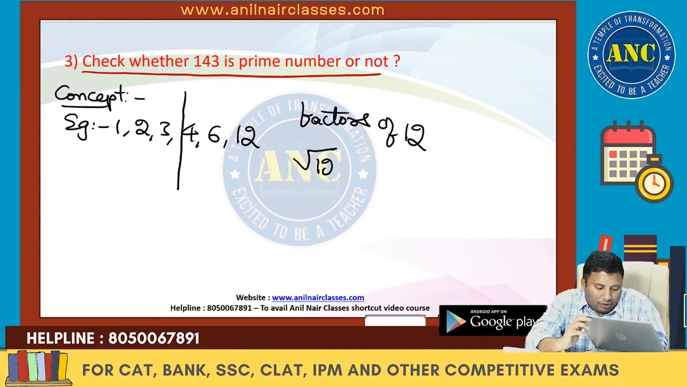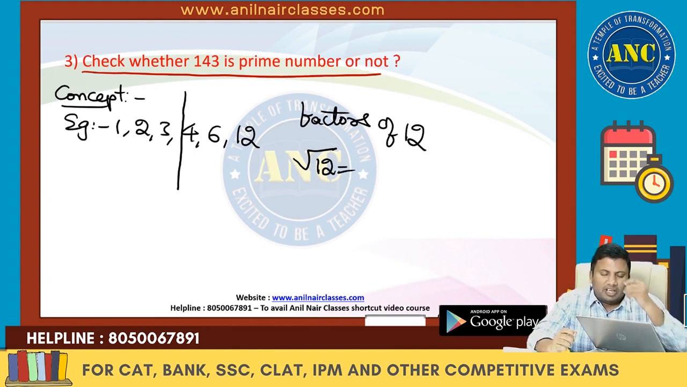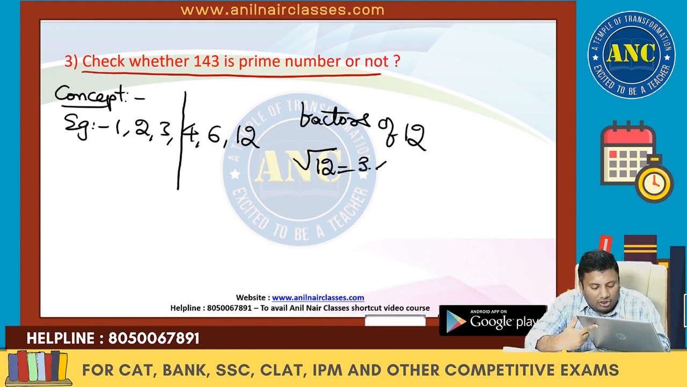The square root of 12 is close to 3.4. 3.3 squared is 10.89, and 3.4 squared is 11.56. So the square root should be around 3.4.